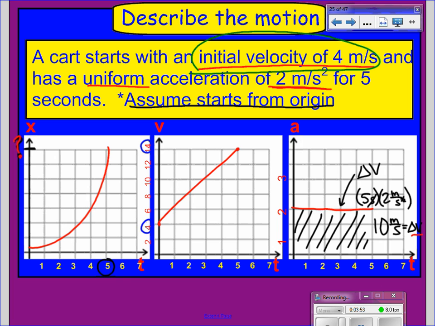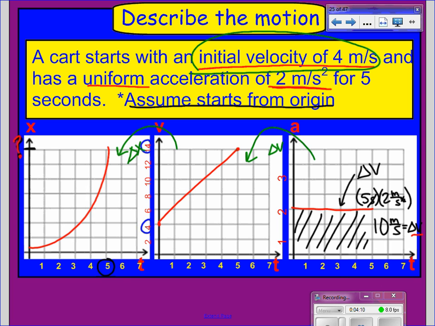So we can solve that looking at our velocity graph. Remember, the acceleration graph's area told us the change in velocity. If we take the area under a velocity graph, that's going to tell us change in position. So let's figure that out.